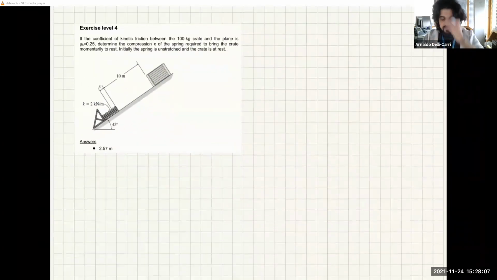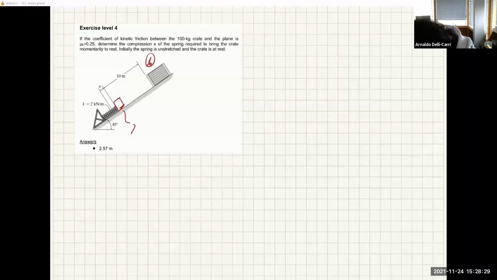Let's do exercise level 4. So if the coefficient of kinetic friction between the 100 kilogram crate and the plane is 25%, what is the compression X of the spring required to bring the crate momentarily to rest. So this is instant 1. And instant 2 is where the crate is here. This would be instant 2.